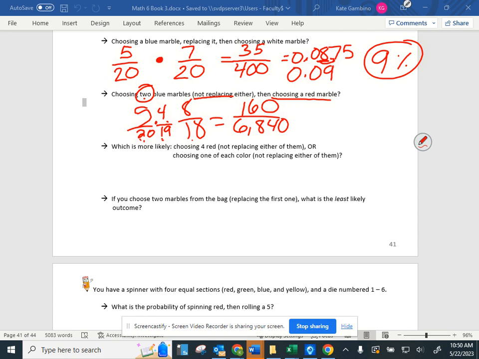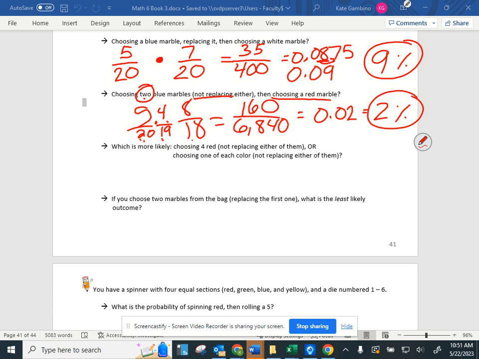Who's done the math? What's 160 divided by 6,840? Nora. 0.02, which gives me the 2%. So do we understand why we needed to break that 2 up into 2 events? Okay.